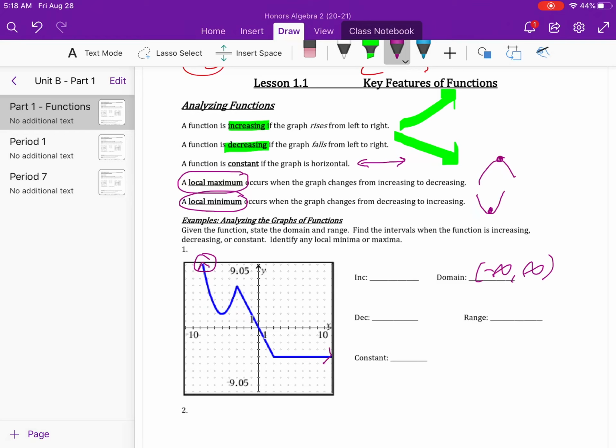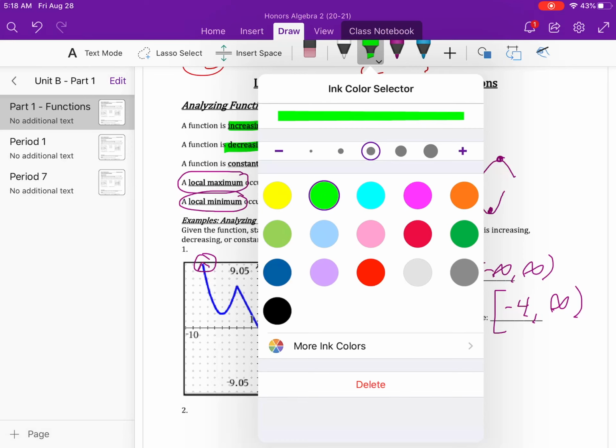The range, let's see, the lowest y value is 1, 2, 3, is negative 4. And then it's going up forever, so the highest y value is going to be infinity. And then we're going to have a bracket around negative 4 because there's actually a point there, and we always have a parenthesis around infinity.